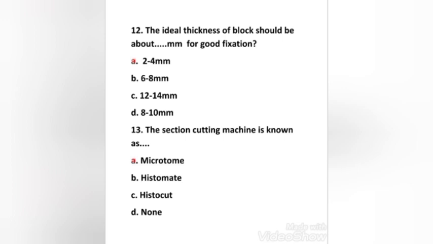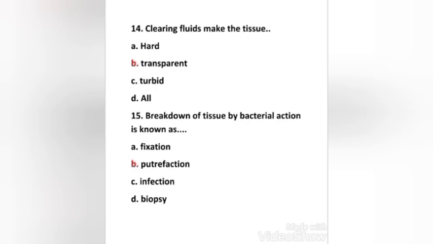Next question. The section cutting machine is known as microtome, histomate, histocut, none. Right answer is option A, microtome. Next question. Clearing fluids make the tissue hard, transparent, turbid, all. Right answer is option B, transparent.